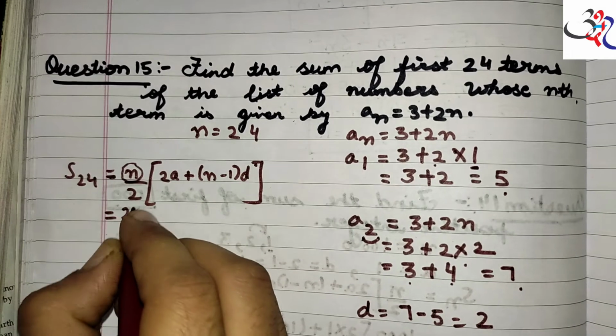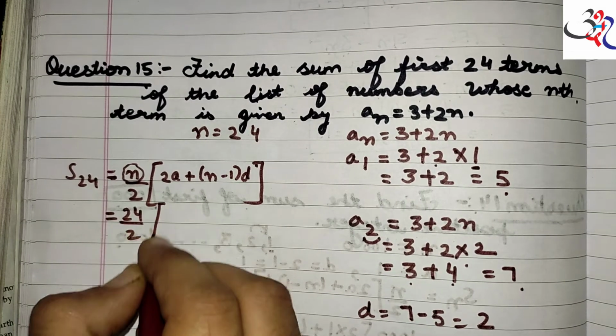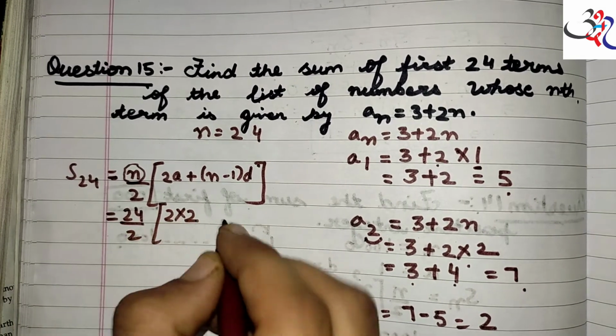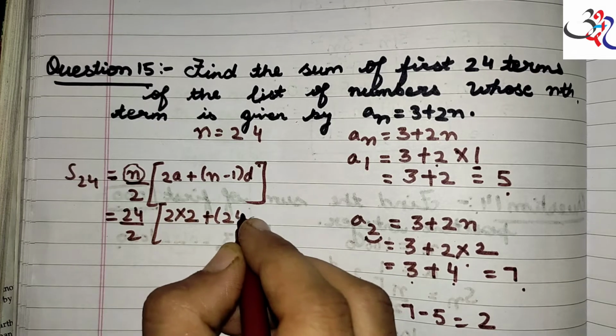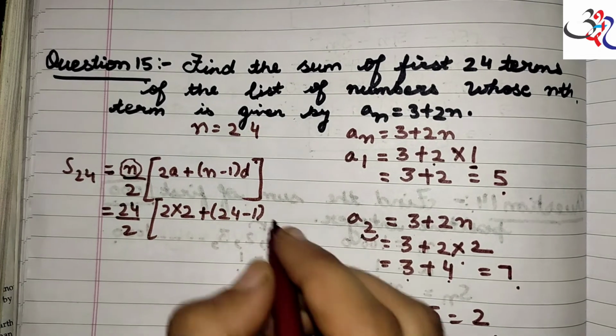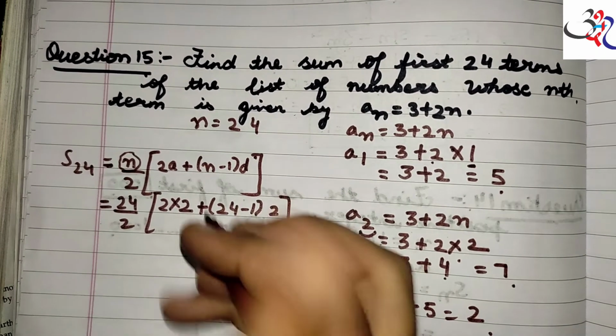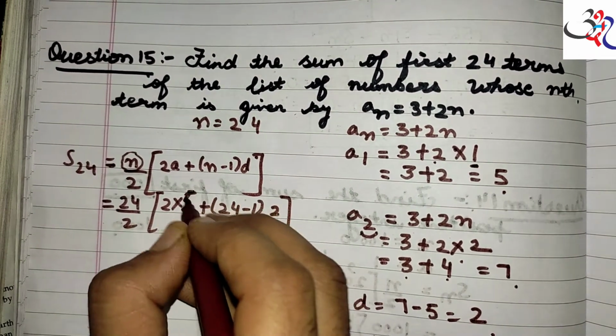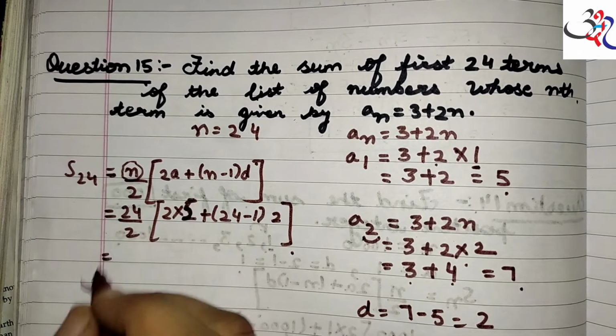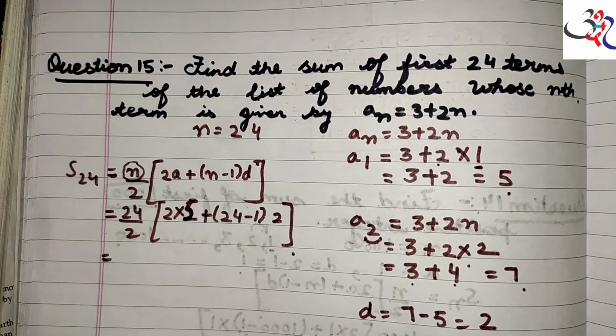Okay, so n is 24, by 2 into 2a, plus 24 minus 1 into d. D is 2. Sorry, a is 5 and d is 2. So I can find the answer by solving this equation.